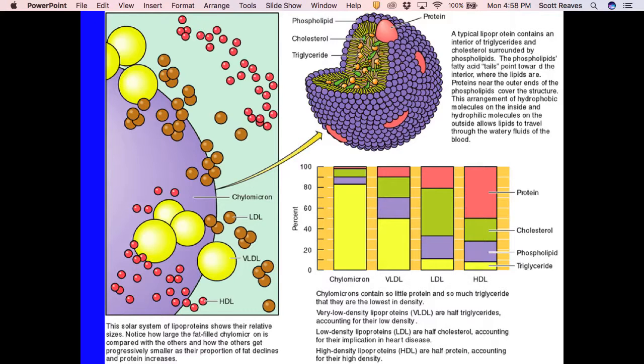Cholesterol is cholesterol. The reason one is good and one is bad is that one is moving cholesterol to tissues, and the other one is taking cholesterol from tissues for excretion. So HDL is considered to be the good one, and I'll tell you why. Because HDL are the ones that are basically helping remove cholesterol from the body.